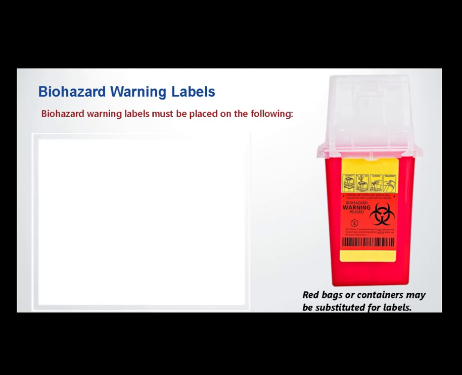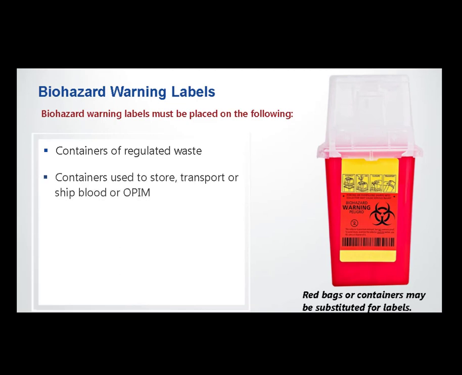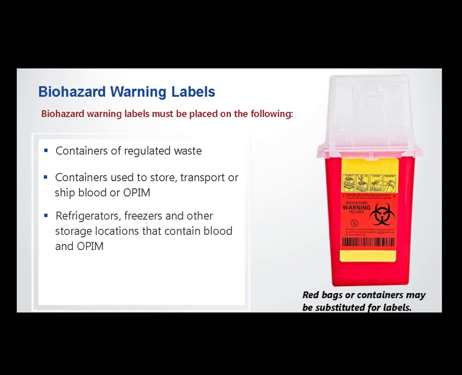Biohazard warning labels must be placed on the following: containers of regulated waste, containers used to store, transport, or ship blood or OPIM, refrigerators, freezers, and other storage locations that contain blood and other potentially infectious materials, laundry containers being sent for cleaning, sharps containers.